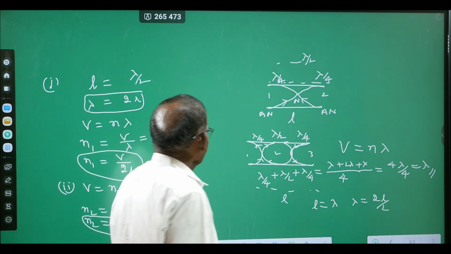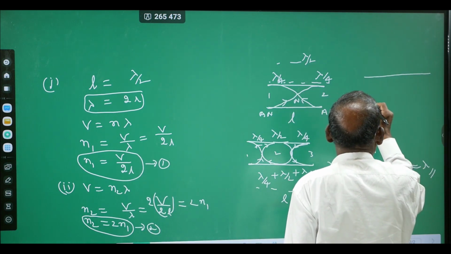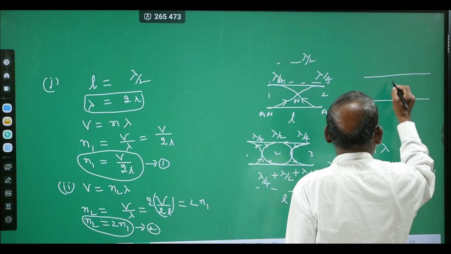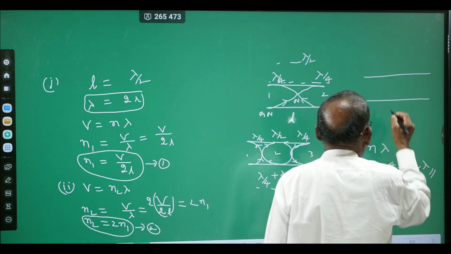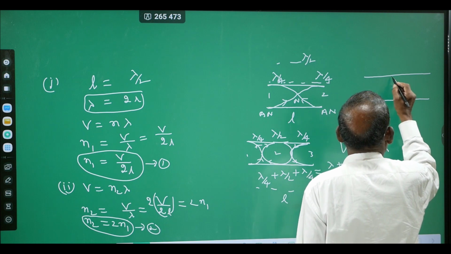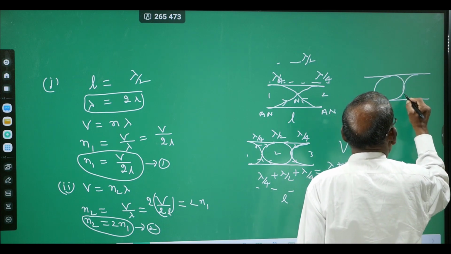Next, let us take the pipe for the third harmonic, the third overtone. For this, we have to take the diagram like this.